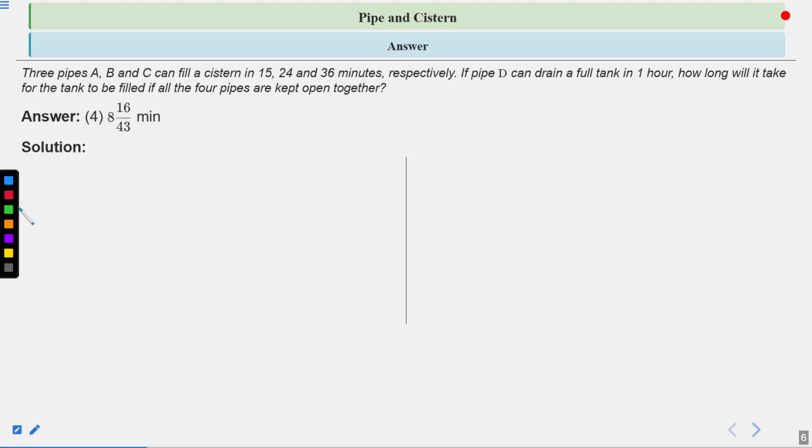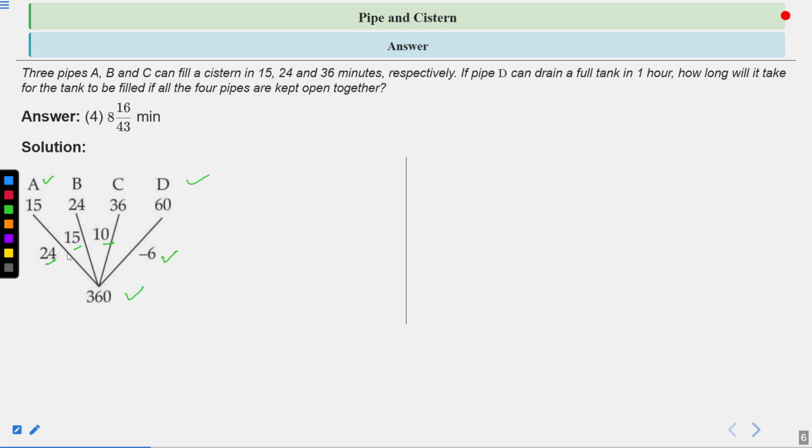Now see the detailed solution of this question. So we take the LCM of 15, 24, 36 and 60. So we get the LCM, which is 360 units. Now we get the efficiency of A, which is 24 units, efficiency of B is 15 units, efficiency of C is 10 units and efficiency of D is 6 units. And this minus represents the draining efficiency of pipe D.